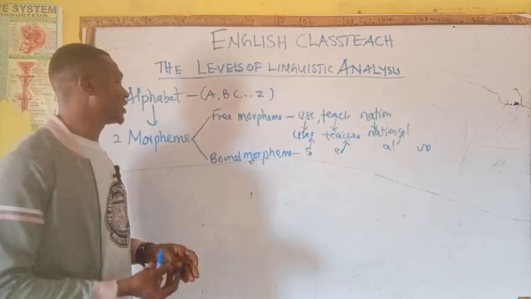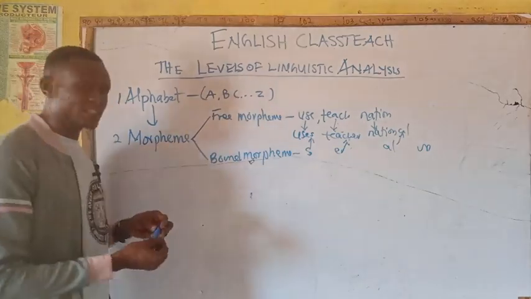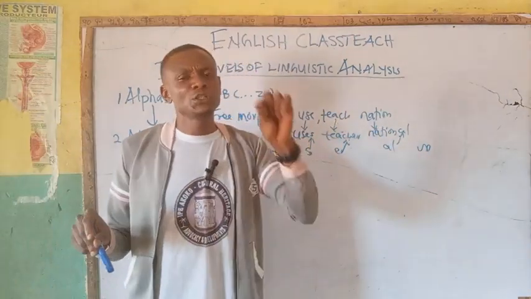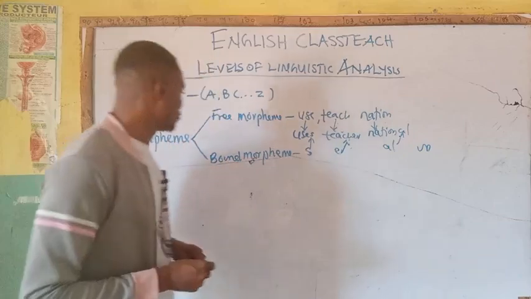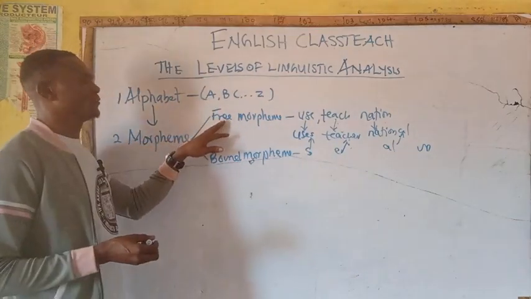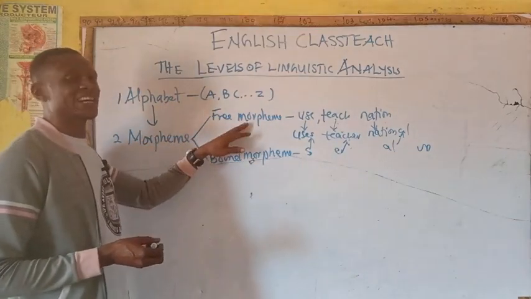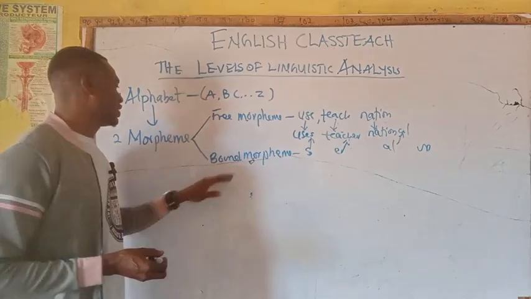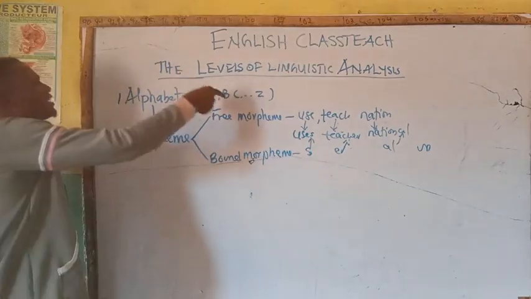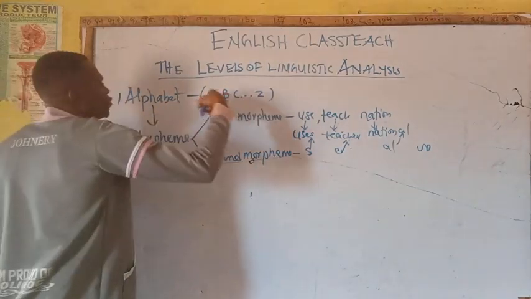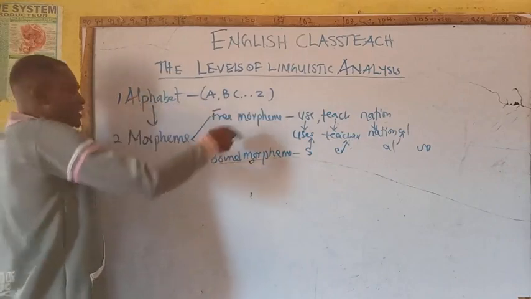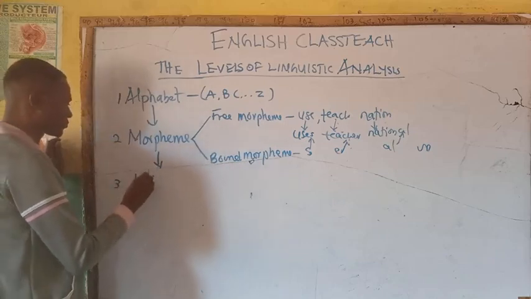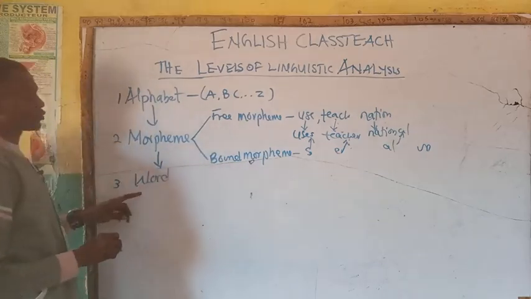So take note once again, we are talking about morpheme. I said morpheme is the smallest meaningful unit of what? Of a language. So we have a free morpheme and a bound morpheme: one that can stand on its own and the other that cannot stand on its own. Then when you have the ability of forming morphemes with the alphabet, you now form what we call number 3, word.